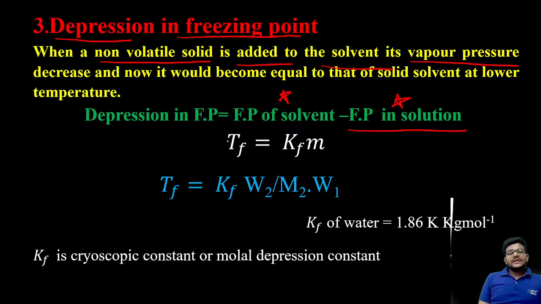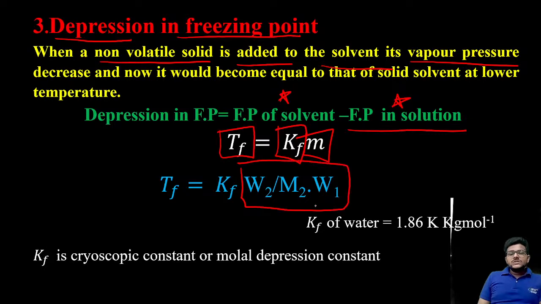So ΔTf, the depression in freezing point, is equal to Kf times m, where m is molality. As I explained in elevation in boiling point, molality is W2 by M2 by W1. Kf has the value 1.86 for water. This is very important.